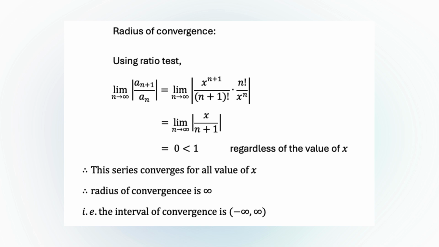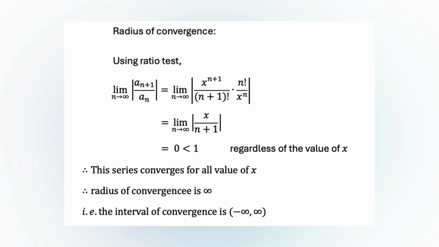Now, let's find the radius of convergence of the Maclaurin series using the ratio test. We take the limit as n goes to infinity of the absolute value of a sub n plus 1 divided by a sub n. That becomes the absolute value of x to the n plus 1 over (n plus 1) factorial times n factorial over x to the n. Simplifying that, we get the absolute value of x over n plus 1.